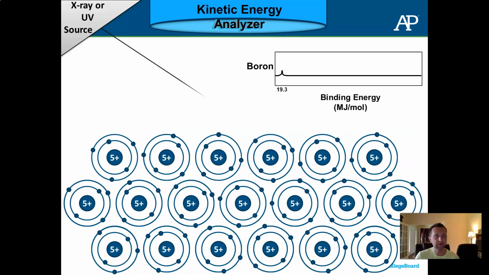Some things to take note of here. Boron has 5 protons, hence the nucleus of +5. It also has 5 electrons. Still only in 2 energy levels, though. The 1s and the 2s and the 2p. So the first level has 1s, and the second level has 2s and 2p. Let's see how that shows up here.